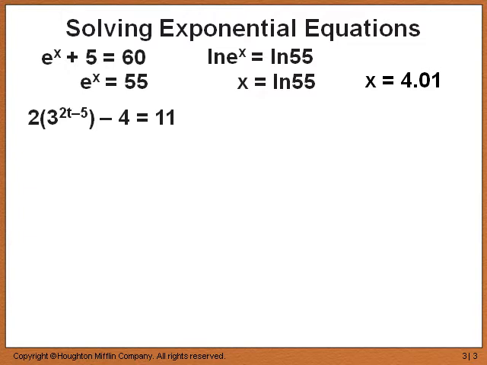2 times the quantity 3 to the 2t minus 5, minus 4 equals 11. This is a slightly challenging one. You can pause and try to do it on your own. Don't worry if you get stuck. Just don't spend too long on it. Just try to do it on your own, and then resume the video when you've completed it.